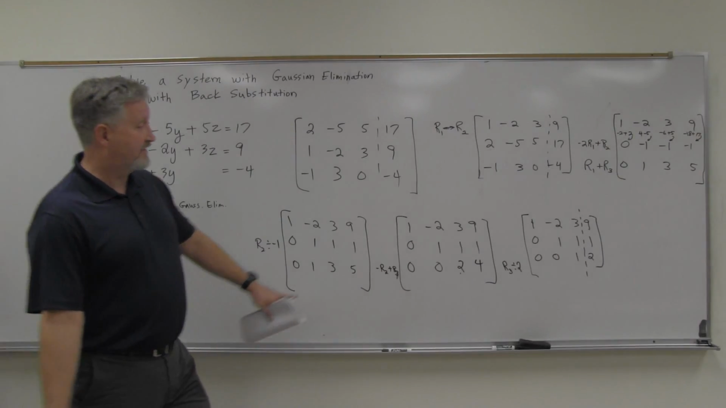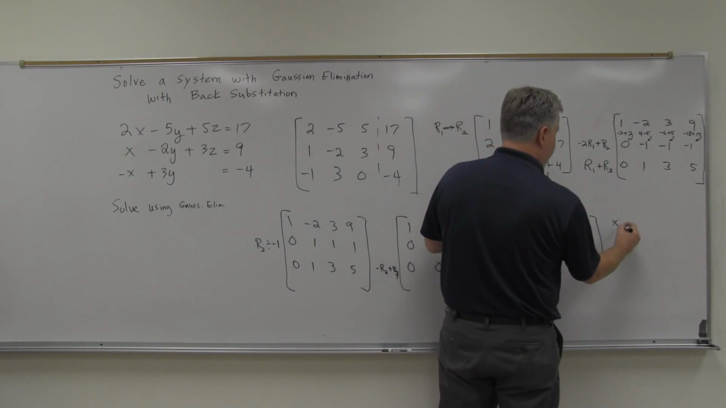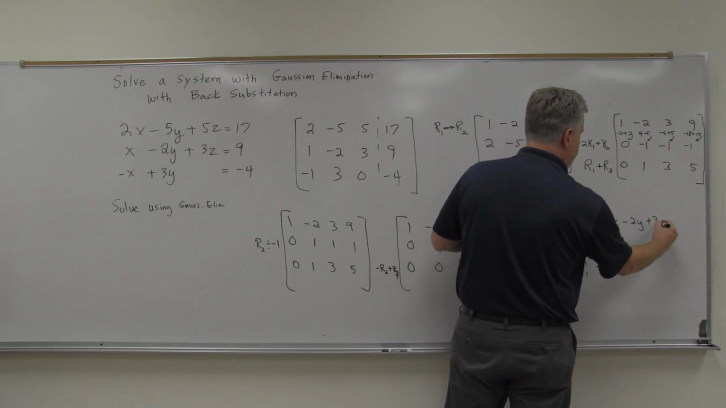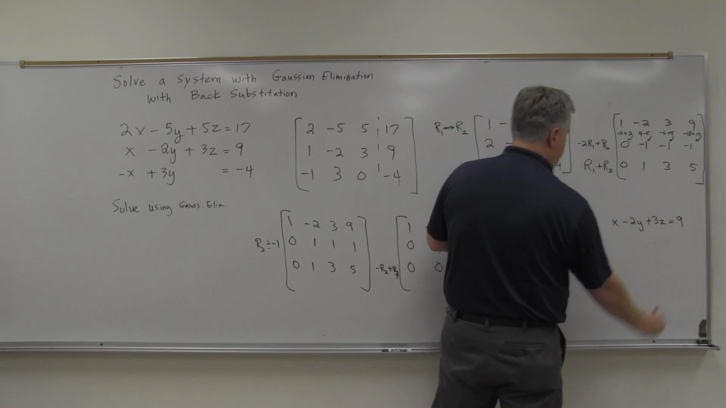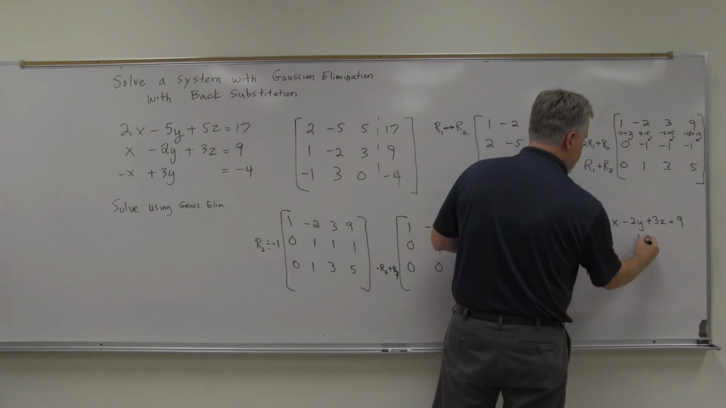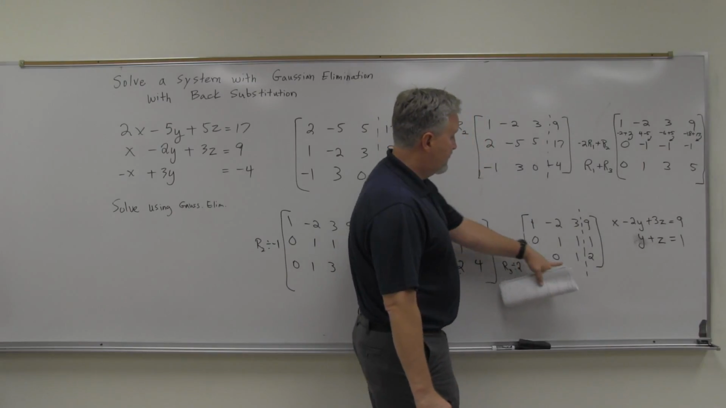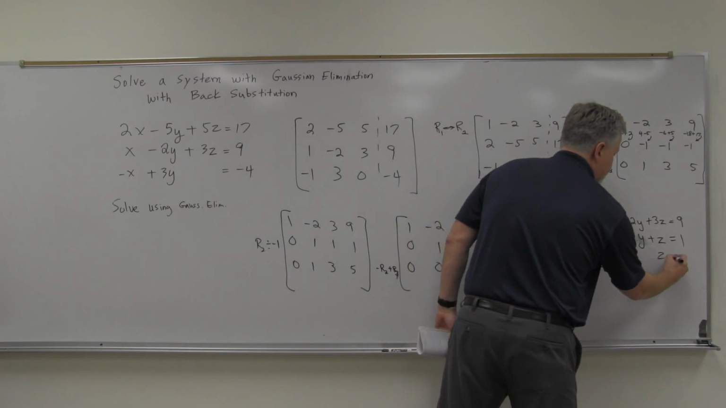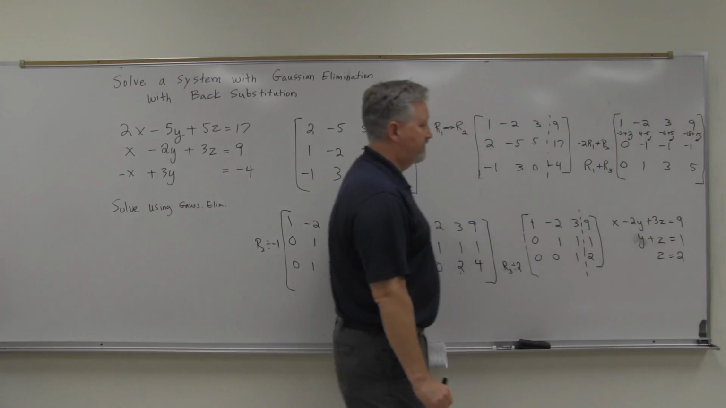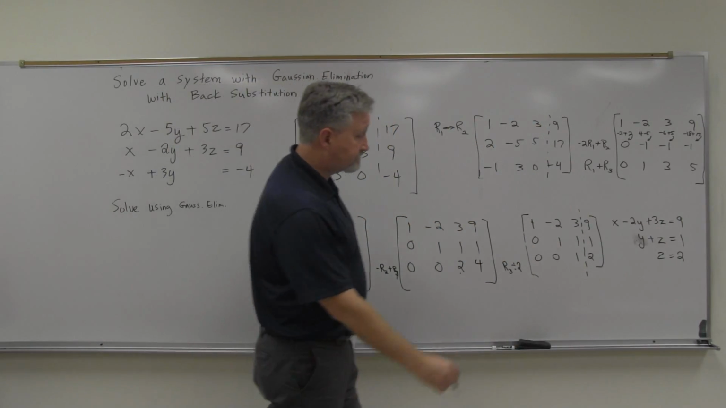Put the x, y, and z back in. The top line would be x minus 2y plus 3z equals 9. Second line would be y plus z, there is no x, equals 1, right? And then the last line is z equals 2. We got this thing figured out, because now that's the back substitution part of this.